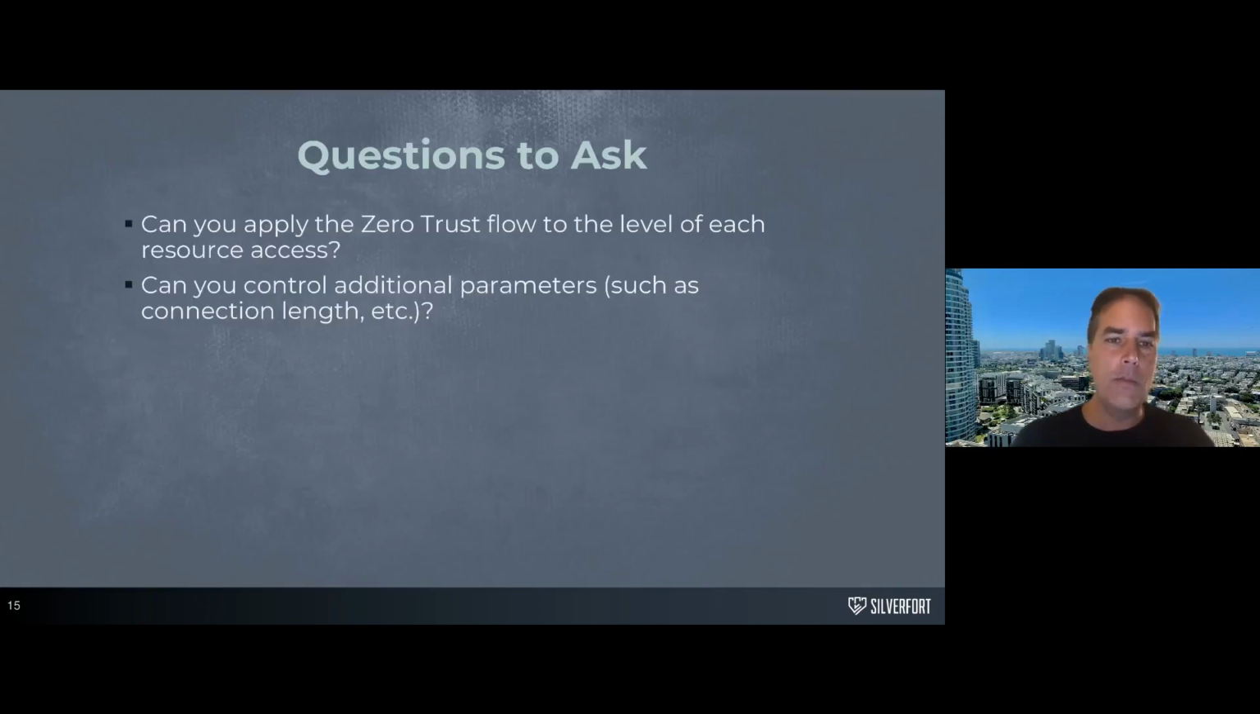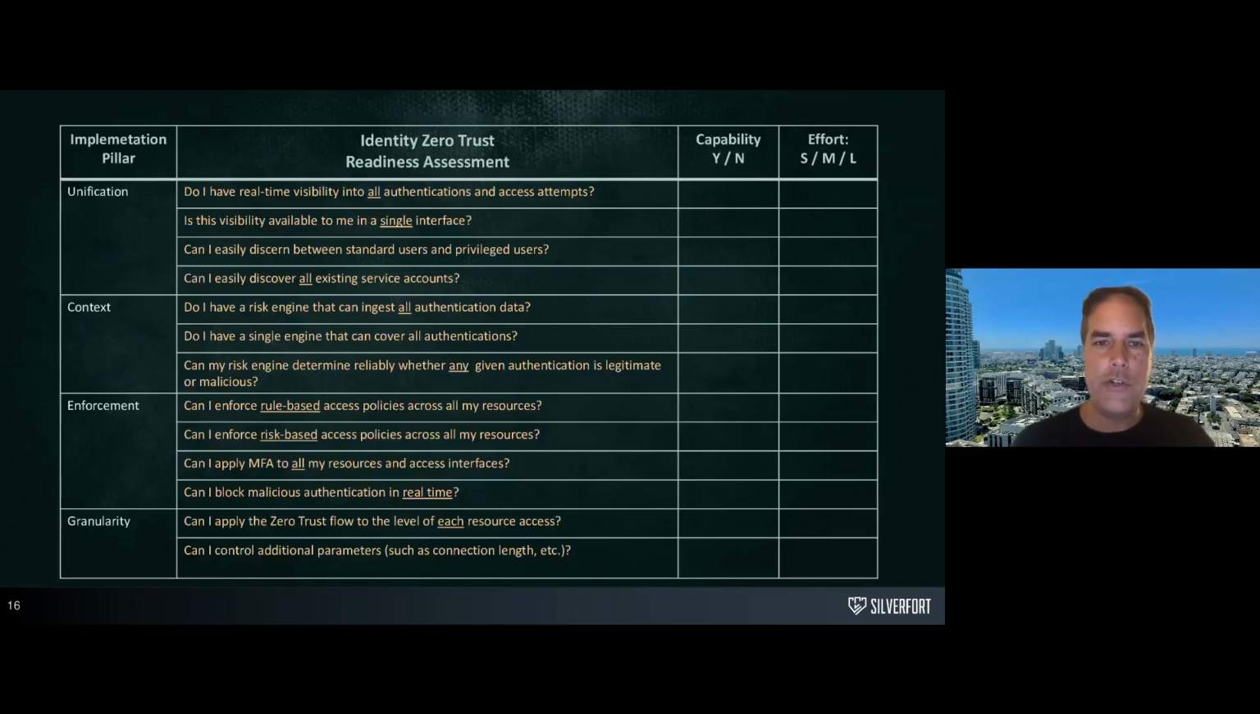And here are some questions to think about in terms of granularity. Can you apply the zero trust flow on the level of every resource access, like I mentioned, not just the segments, but the machines themselves? And can you also control additional parameters that may be helpful, such as the connection length of time, maybe the time of day that the resource is being accessed or the device that's being used? How granular can you get, right? So these are our four pillars. I'd like to now show you a slide that combines all of them into a single questionnaire.